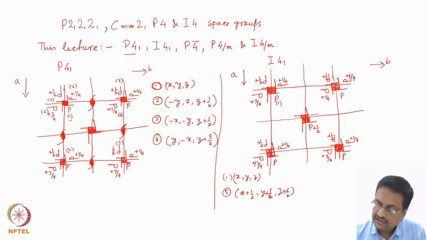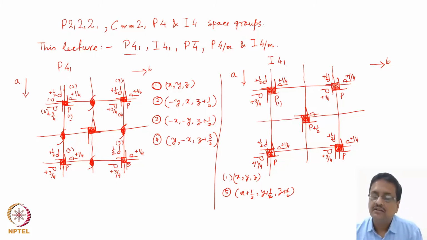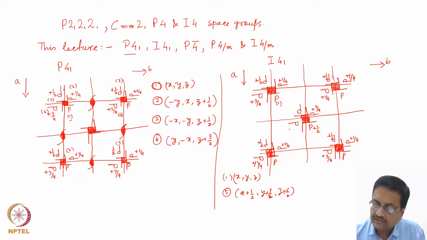And also at the center, when you have this P plus half point, we apply 4-1 there as well. So half plus 1/4 becomes plus 3/4. 3/4 plus 1/4 becomes P. And then P plus 1/4 becomes plus 1/4 here.